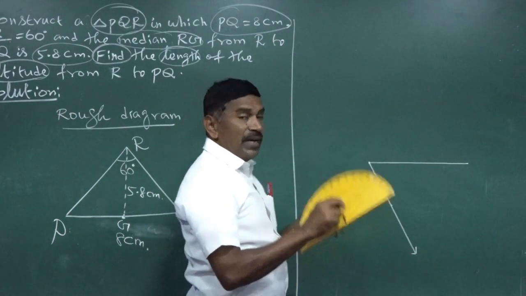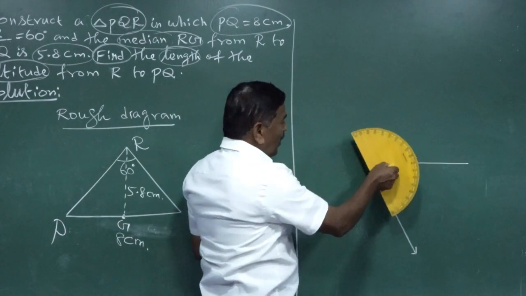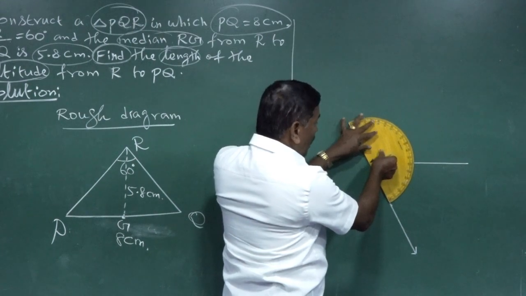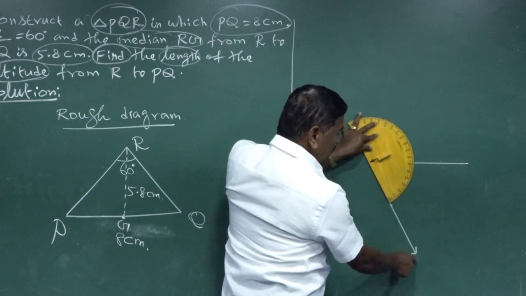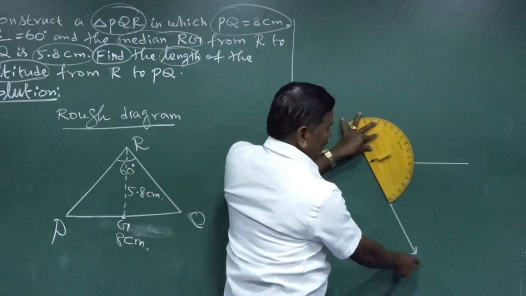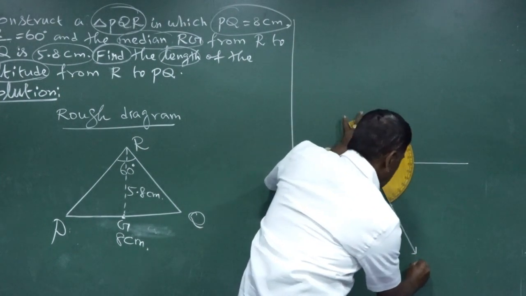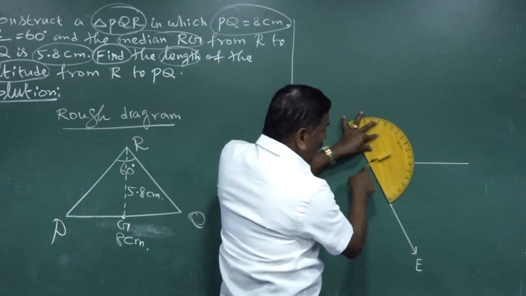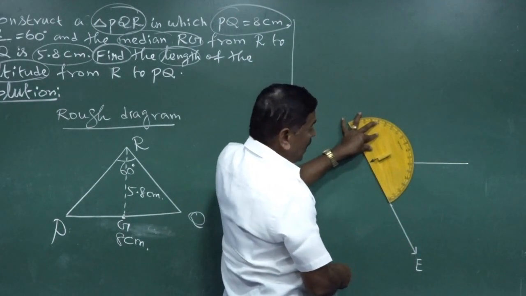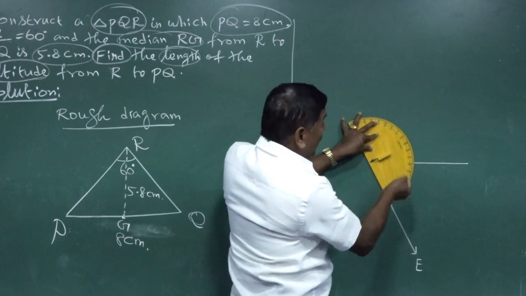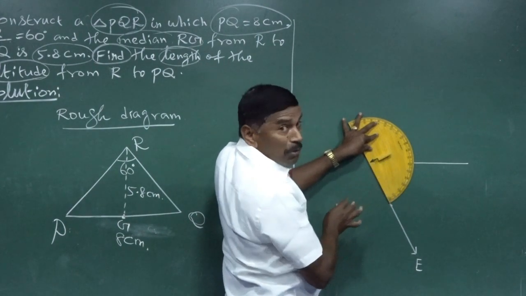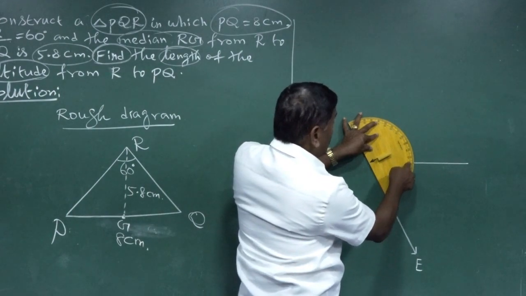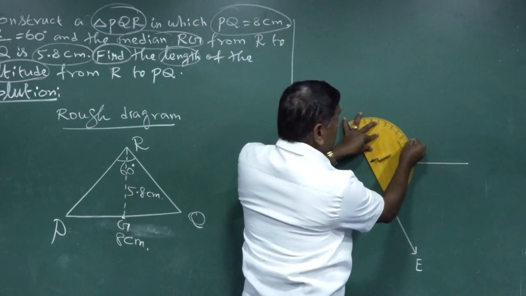Now again take the same protractor. Again P as a center. Suppose this point is E, capital E. Now P as a center and PE as a straight line. Count 90 degree. That is a right angle I want to measure. Listen, 0, 10, 20, 30, 40, 50, 60, 70, 80, 90. 90 is a right angle.